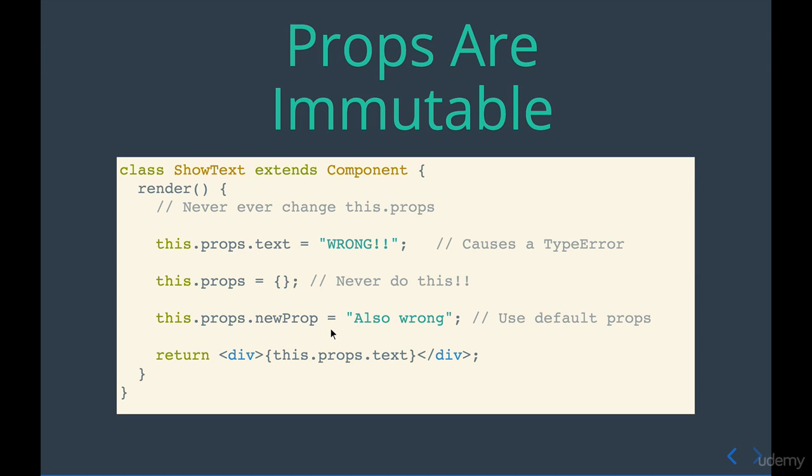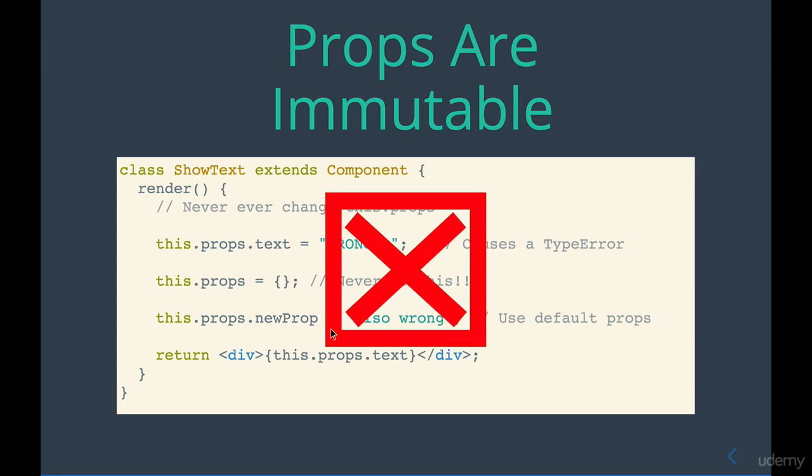So all of these examples, just to make it crystal clear, are wrong. You should not do any of these things. Never ever ever change this.props in your component. Next up, we'll write some code and get more practice with props.